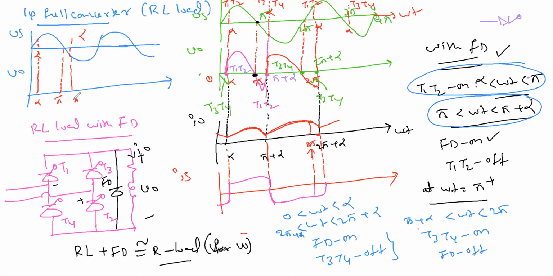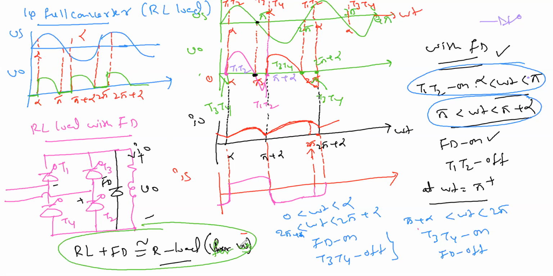Pi, pi plus alpha, 2 pi, 2 pi plus alpha. So like a resistance, no voltage 0 to alpha FD. When FD is on, V naught equal to 0. Same as a source voltage, pi to pi plus alpha, no voltage, pi plus alpha to 2 pi, 2 pi plus alpha, no voltage, and it keeps on going. Same as a R load. RL load with FD is equivalent to R load as far as the V naught is concerned. R load में current continuous नहीं, इधर क्या current continuous है. There is no change in I naught. I naught waveform is same.